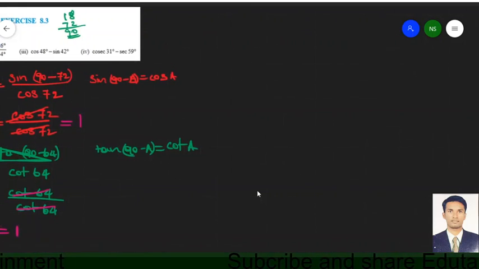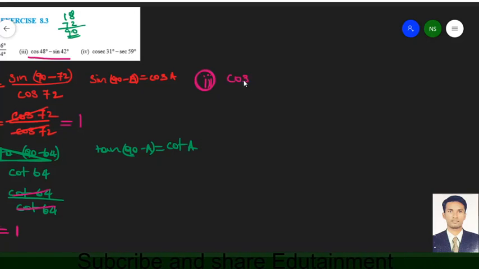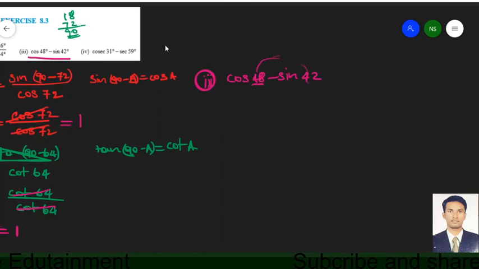What's our next question? Third one, cos 48 minus sin 42. Actually I don't know what is cos 48 value. I know only 0, 30, 45, 60 and 90, but I don't know how to calculate this one. So I will try to see the logic here. 48 plus 42 will get 90. So these two are complementary angles. So I will try to change any one of these particular terms.